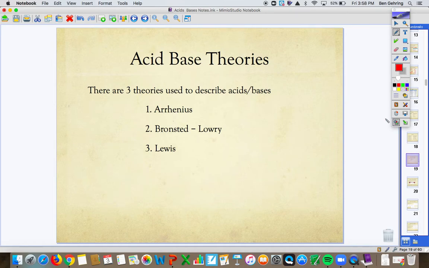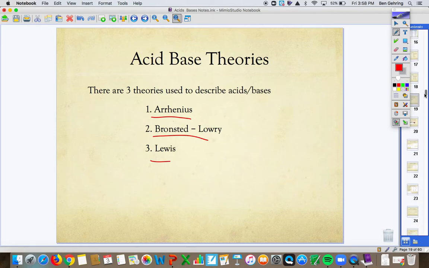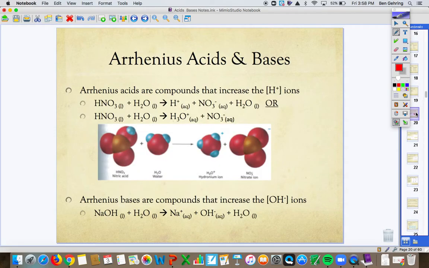And then when we talk about acids and bases, there are three ways that we can identify or classify them as an acid or a base. So we say this is an acid, and you can say, why is that? It should line up with one of these three theories: either Arrhenius, Bronsted-Lowry, or Lewis. And we'll talk about how those three are different and what they mean right now.